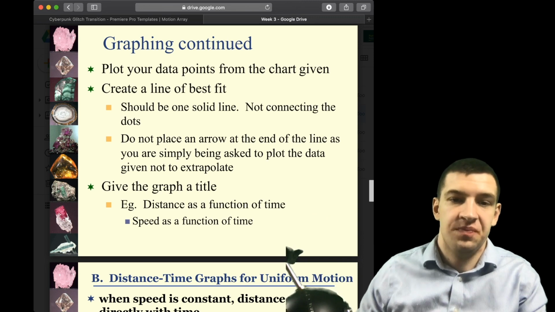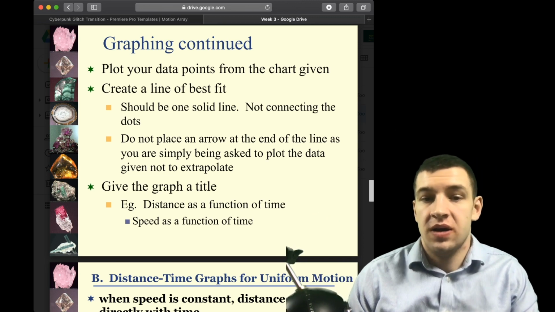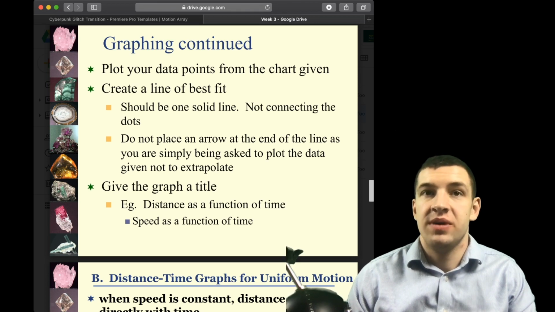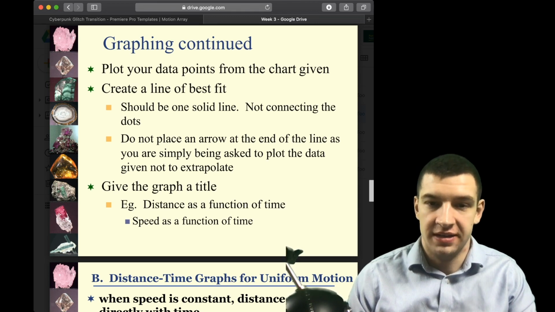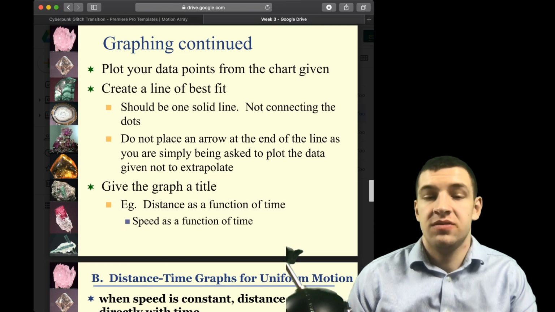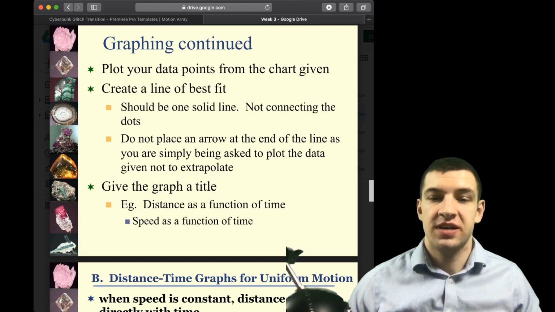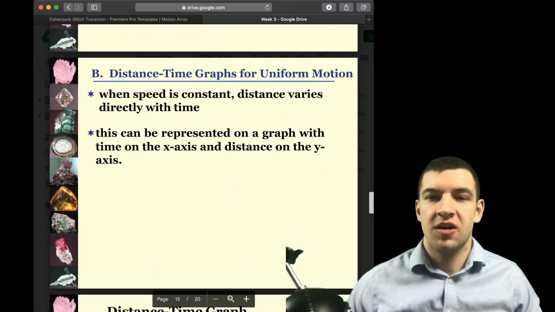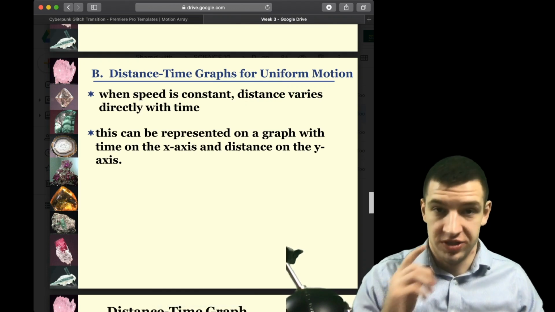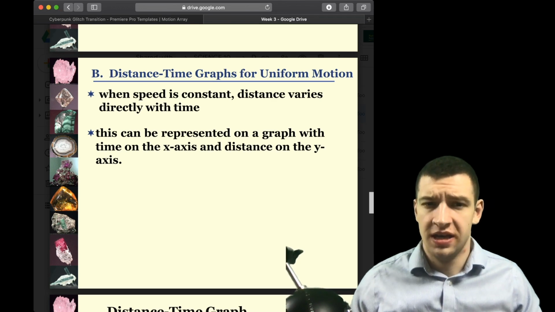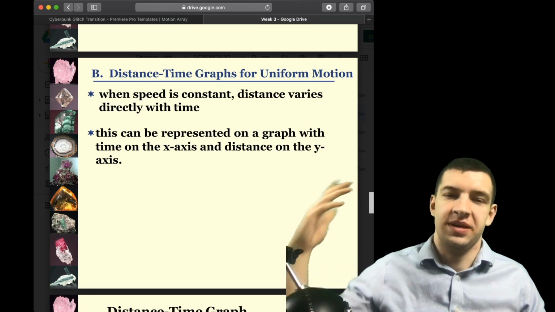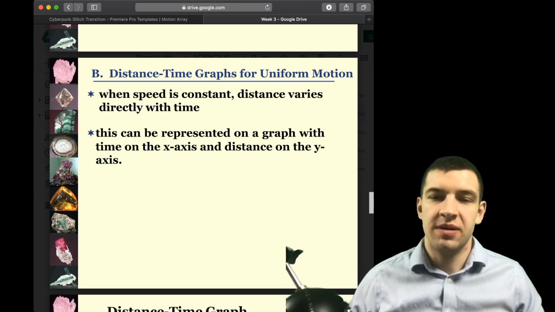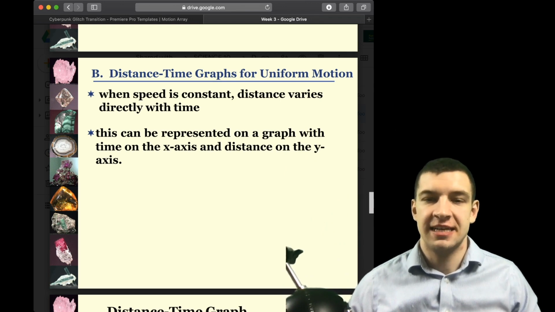We're not predicting anything. Give the graph a title. So distance as a function of time would be a smart one to do if you're trying to find distance. If your variable is speed, then speed as a function of time. Okay. So when speed is constant, distance varies directly with time. So when we're dealing with uniform motion, where the speed doesn't change at all, the line is going to be straight. It's going to be linear. Okay. This can be represented on a graph with the time on the x-axis and the distance on the y-axis.